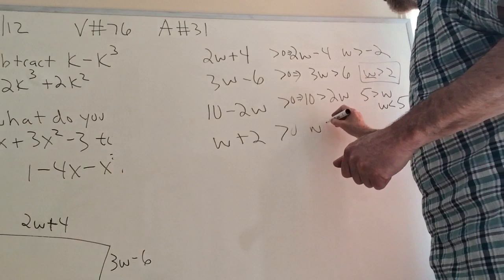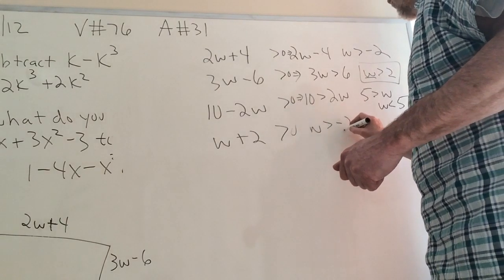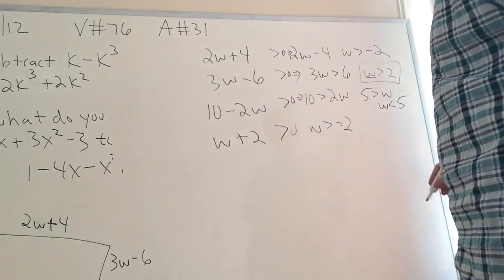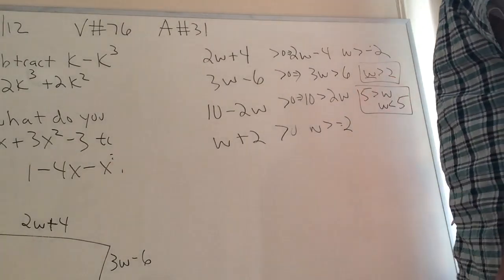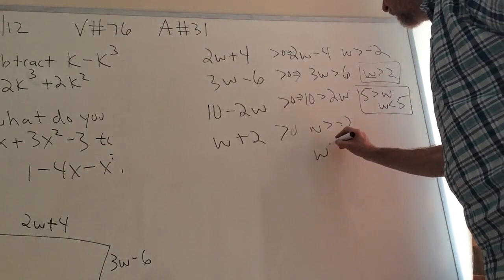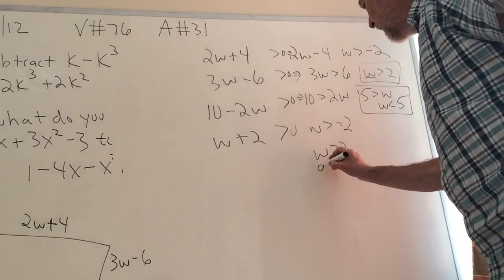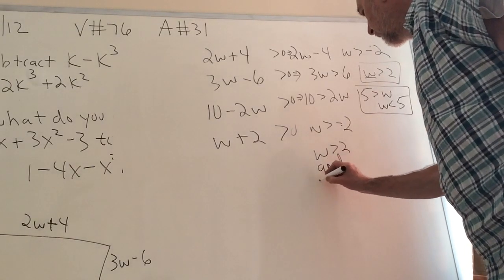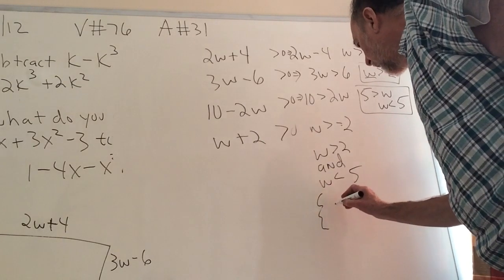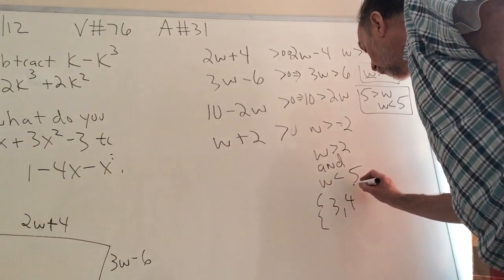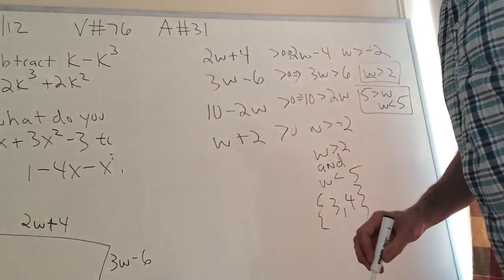And here we don't waste much time. w must be greater than -2, but we had that twice already. So here we go with our two basic conditions, our two basic restrictions. w is greater than 2, and w is less than 5. So the solution set is 3 and 4 only, okay?